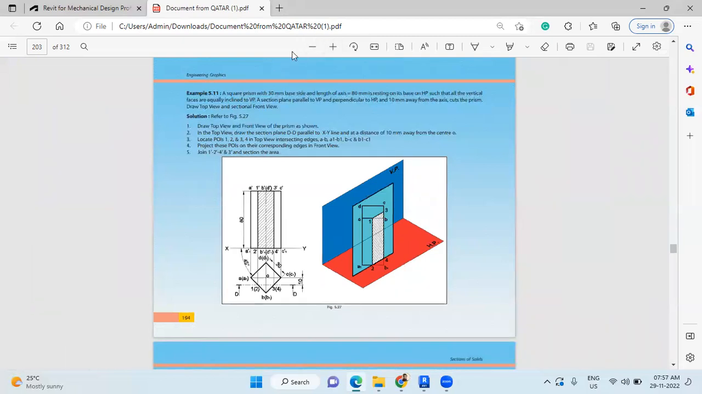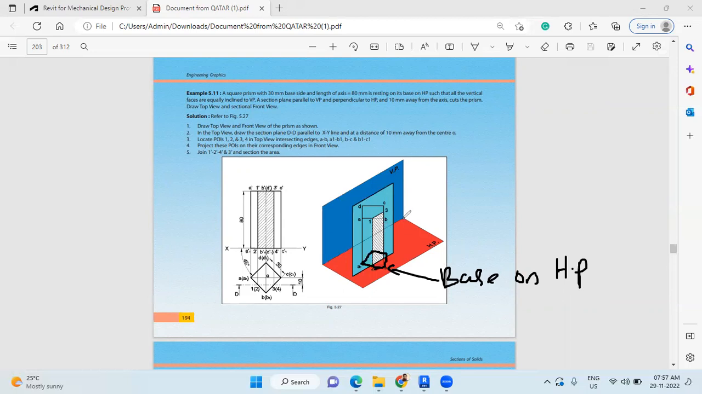So here, tell me, what are the conditions? It's on HP. So the square prism is resting on its base on HP. So base means this is my base. So base on HP, then all its vertical faces are equally inclined to VP.